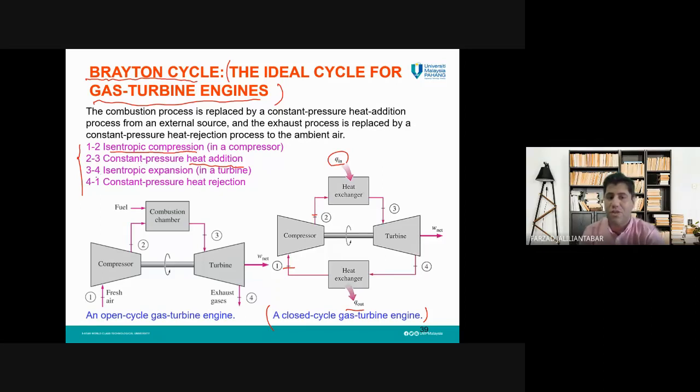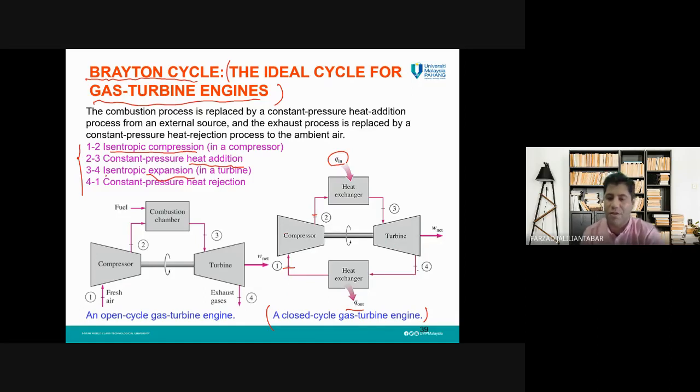From state 3 to state 4, after the combustion chamber, the process which we have in the turbine, we have again an isentropic process, but this time the isentropic process is an expansion process. So we have two isentropic processes in the compressor and turbine.